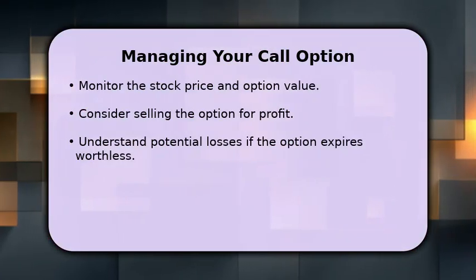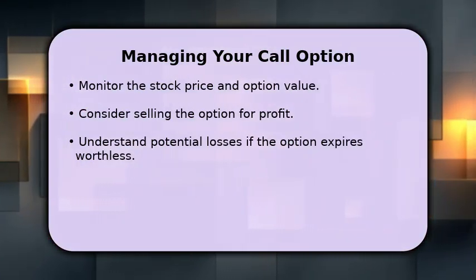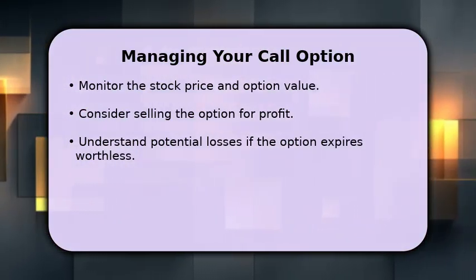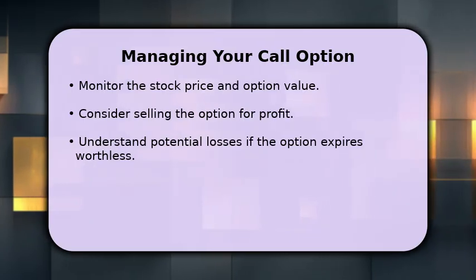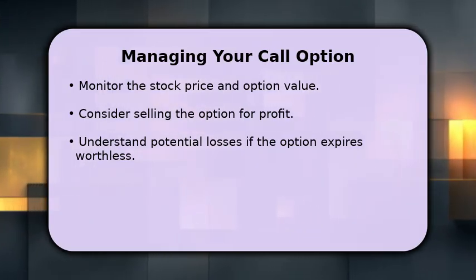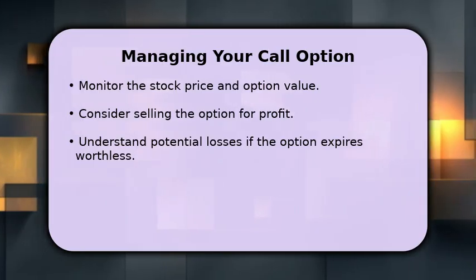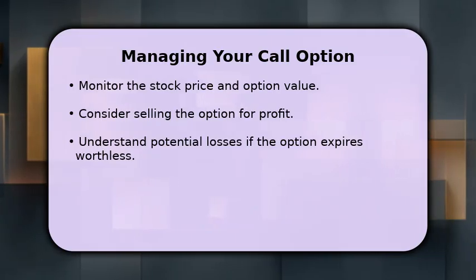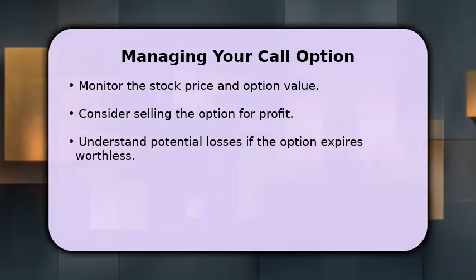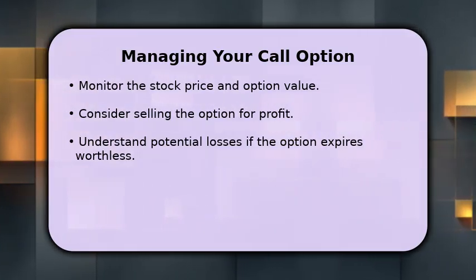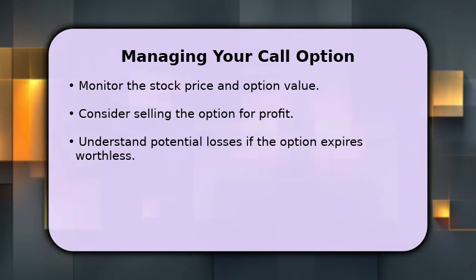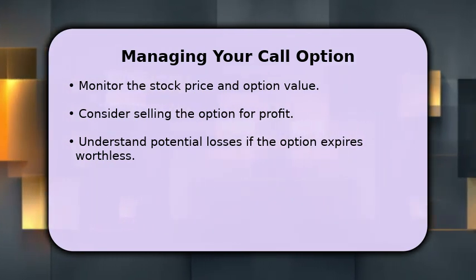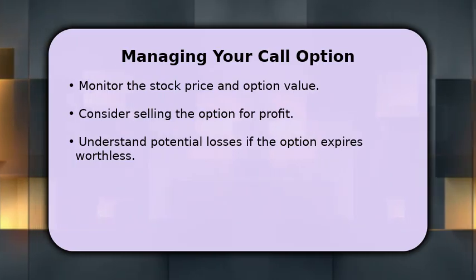Once your call option order is placed, it's crucial to monitor the underlying stock's price and the option's value. If the stock price increases, your call option will likely become more valuable. You can then choose to sell the option for a profit before its expiration. Be aware that if the stock price does not rise above your strike price by the expiration date, the option may expire worthless, resulting in a loss of your premium.